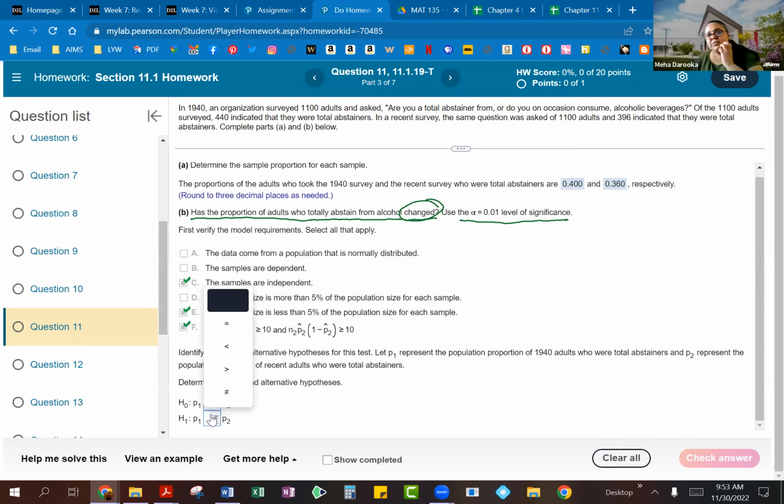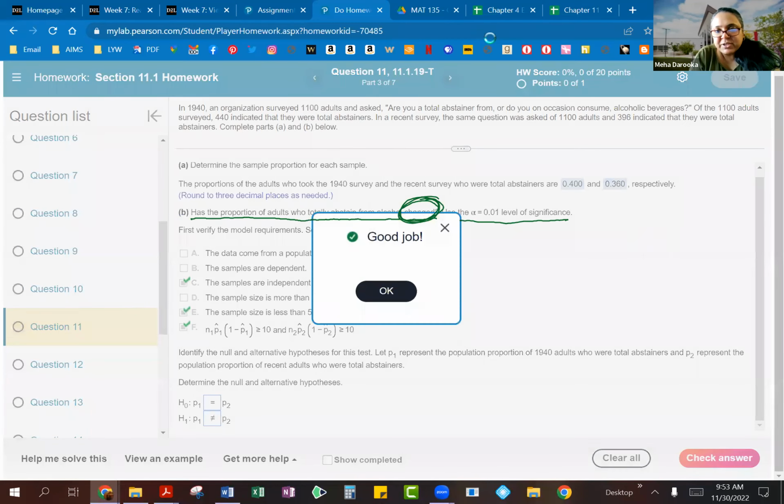The not equal to? Yes, the not equal to sign. Because they're not asking you if it has increased. They are not asking you if it has decreased. The key word is, has it changed? So they don't care if it has increased or decreased. They just want to know, has it changed? And that's why you will be using the not equal to. So you really do have to look at your question to decide how you're going to set up that alternative hypothesis. Once you get those symbols in, go ahead and check your answer.